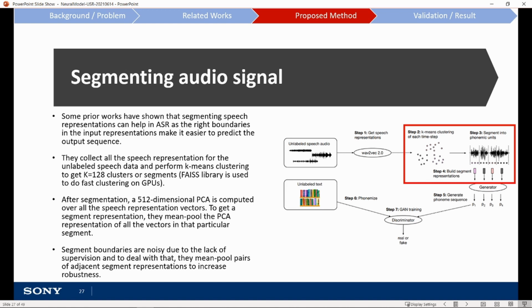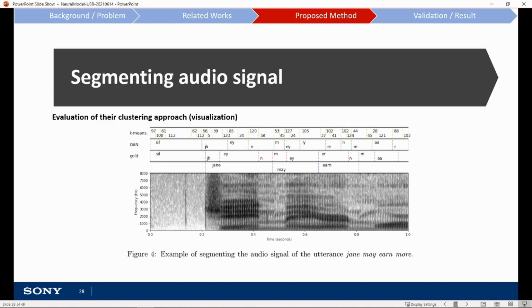After segmentation, they compute PCA on all the speech representations, and to get a segment representation, they mean pool the PCA representation of all the vectors in that particular segment. Now, segment boundaries are noisy due to lack of supervision, and to deal with that, they mean pool adjacent segment representations as well, and that forms the segment-based representation which is fed as input to the generator.